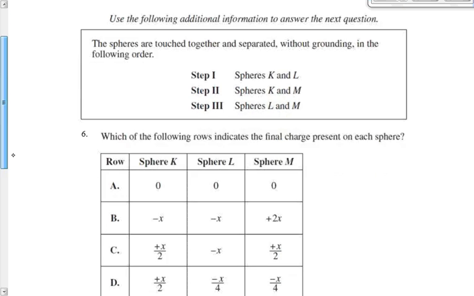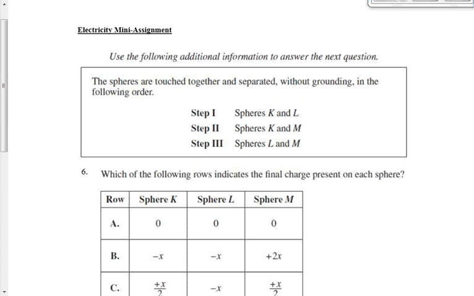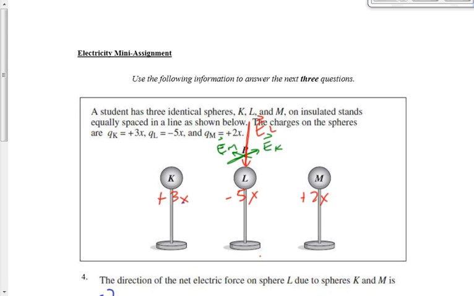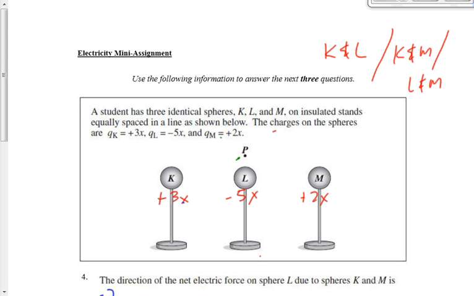Six. Okay, here we're touching these spheres together in 3 different steps. First of all, we're touching K and L together, then we're touching K and M together, and then we're touching L and M together. We start off with what? Well, K has a charge of 3, L is -5, M is +2.